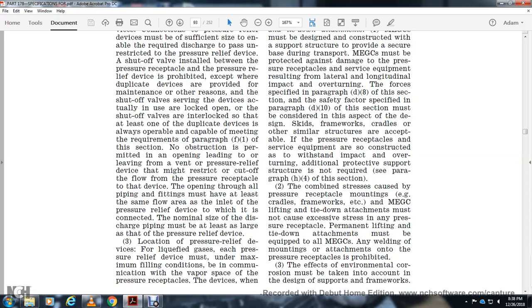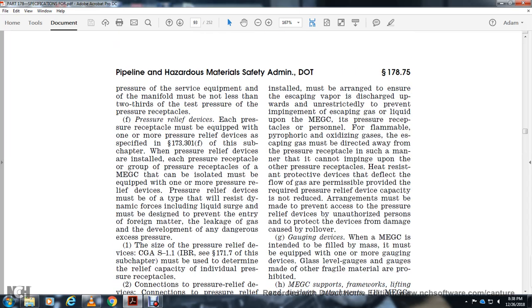Location of the pressure relief devices for liquefied gas. Each pressure relief device must, under maximum filling conditions, communicate with the vapor space of the pressure receptacle. The devices must be arranged to ensure the escaping vapor is discharged upwards and unrestricted, to prevent impingement of the escaping gas on the liquid.